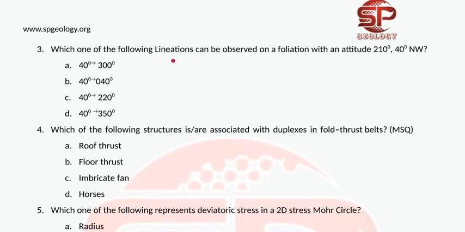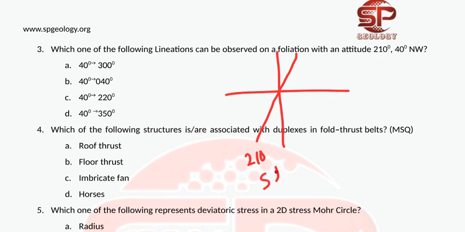Which of the following lineations can be observed on a plane with attitude 210, 40 degree northwest? The same question, we have to find out the strike direction here. It is given 210, so this will be the strike direction. Then we have towards northwest, we have our true dip direction. This is the true dip direction.